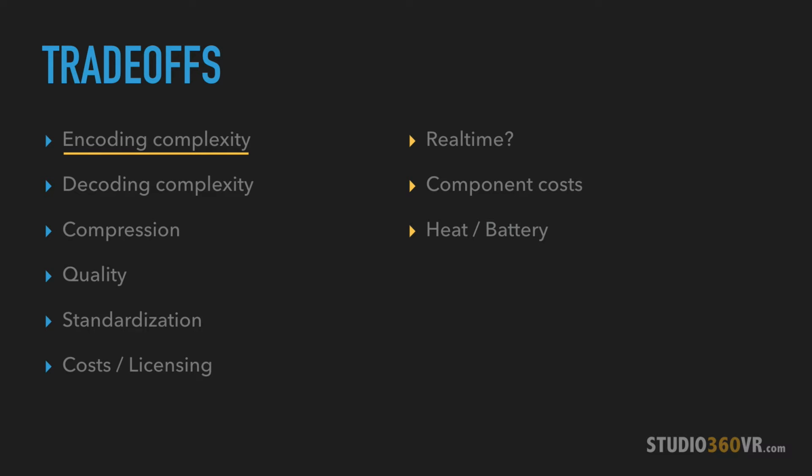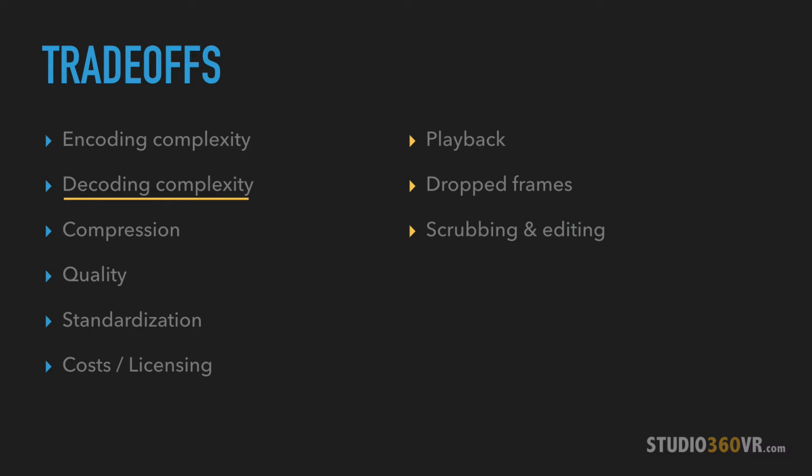So complexity is going to be, can I encode the video in real time? This is important if you're choosing a codec for a camera. What are the costs of that? So the codec that the camera manufacturer chooses is going to determine the cost of the camera itself and how much heat it produces, how much battery it takes. The decoding complexity is going to determine whether you can play it back in real time.